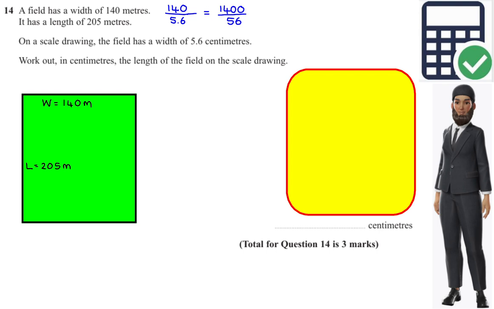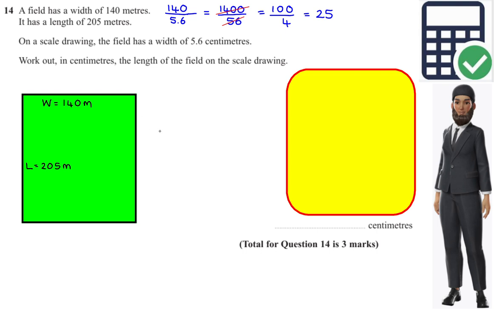Now, if you didn't want to use a calculator, you could divide this by 4, you could divide this by 14, divide this also by 14, and you would end up getting 100 over here, all over 4. And 100 divided by 4 should give you 25. So therefore 25 times 5.6 will give us 140 meters.